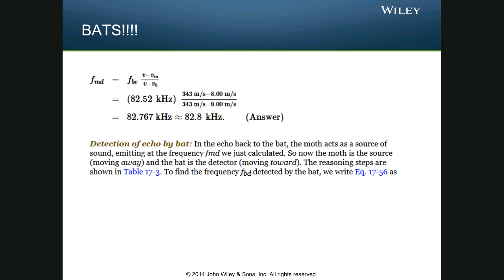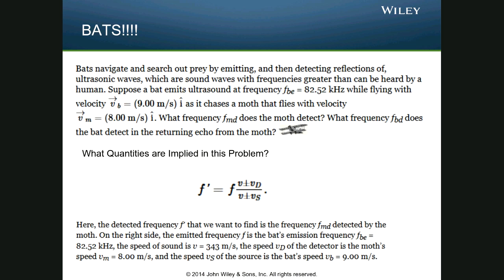So now to look at the return signal, I want to go back and look at part B. We'll keep this up so that it's written clearly. In part B, it wants to know what frequency the bat detects in the returning echo from the moth. So now they've switched roles. Now in part B, the bat is the detector and the moth is now the source. And you have to use your answer from part A.